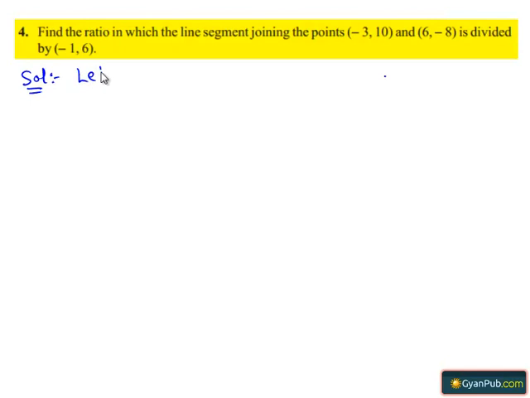Let the given points be A(-3, 10), B(6, -8) and C(-1, 6). We need to find the ratio in which C divides the line segment AB.